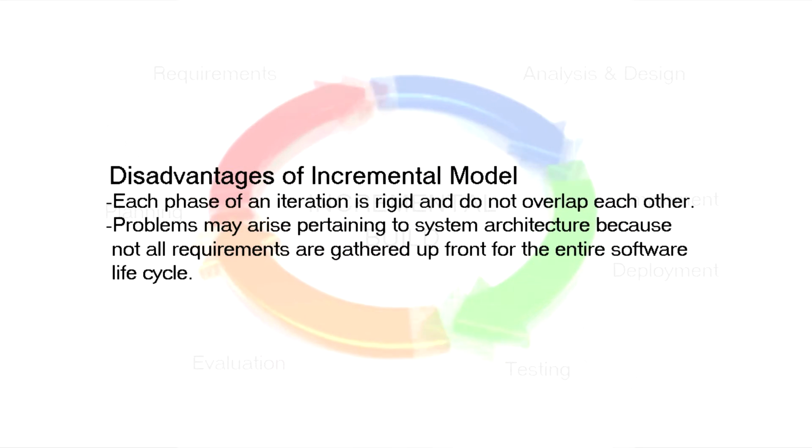Disadvantages of the incremental model: each phase of an iteration is rigid and does not overlap with the others. Problems may arise pertaining to system architecture because not all requirements are gathered up front for the entire software lifecycle.